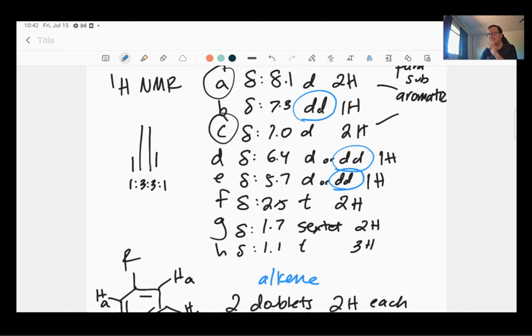And the fact that D and E have that kind of very subtle doublet of doublet thing going on, those two are probably right on the same carbon. And remember that geminal hydrogens on an alkene, meaning they're on the same carbon on an alkene, split each other differently. Normally on a regular carbon, protons on that carbon don't split each other because they're equivalent. But in a double bond, they can. So if that tells us we've got 1, 2, 3 hydrogens on this alkene, we probably have a terminal alkene.